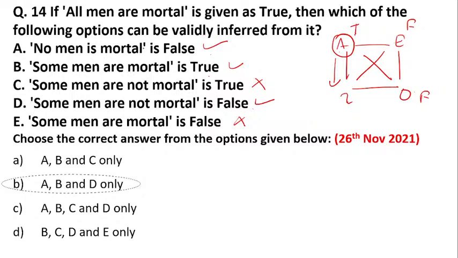Now, because of contrary, you remember I told you that both cannot be true. So if one is true, the second one has to be false. So E is going to be false. What is the E statement? No man is mortal is false. And because of subaltern, if A is true, then I is going to be true. Truth follows downwards. So if all men are mortal is true, then some men are mortal is also going to be true. That is why the answer is 1, 2 and 4. A, B and D is the answer.